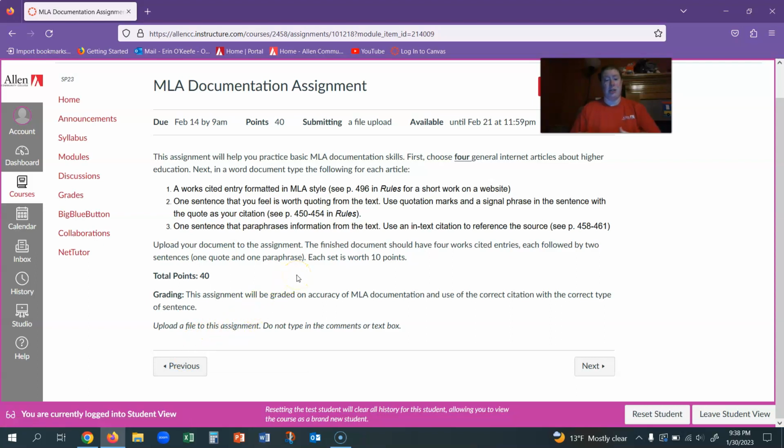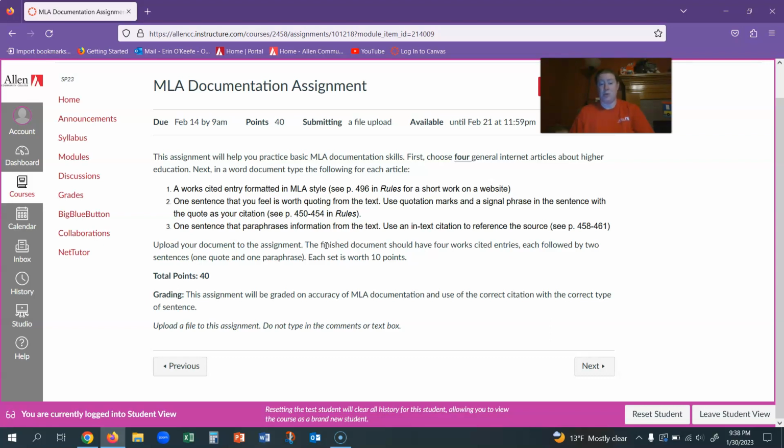But the documentation assignment is another thing that you'll be working on related to your argument essay. So the first thing you're going to do is just find 4 articles about higher education. Most students start to look for articles that are similar to the topic that they want to use for their essay, and that's fine, but you really just need 4 articles about higher education. And then for each article, you're going to do a works cited entry, a quote, and then a paraphrase. And so you might start thinking about working on this, might find some articles that you can use.